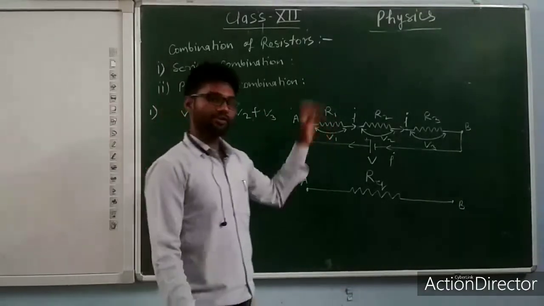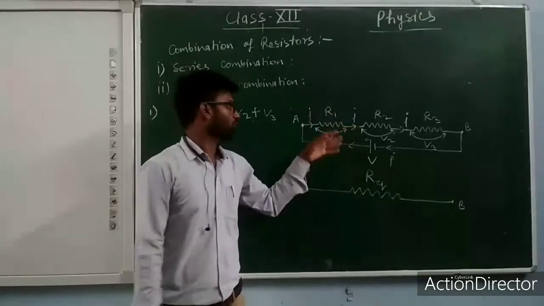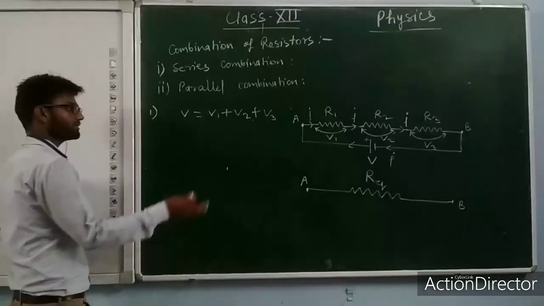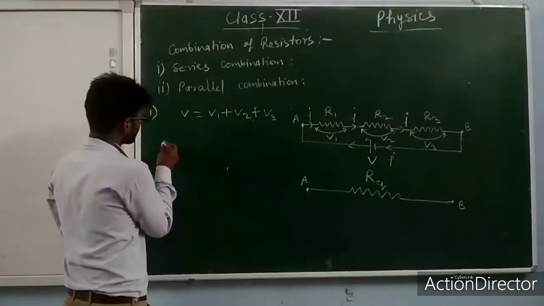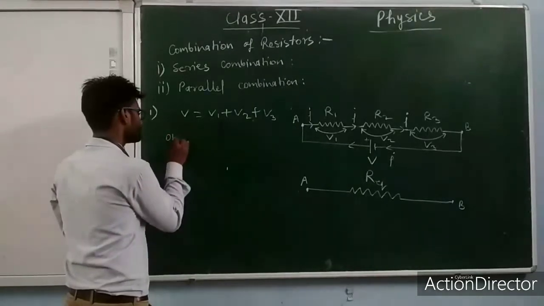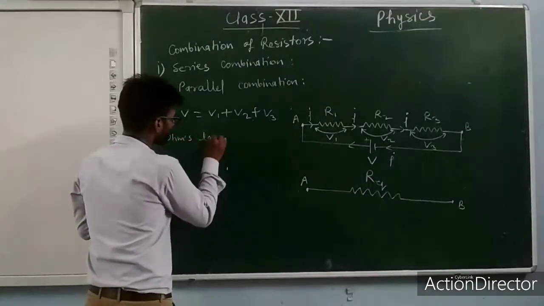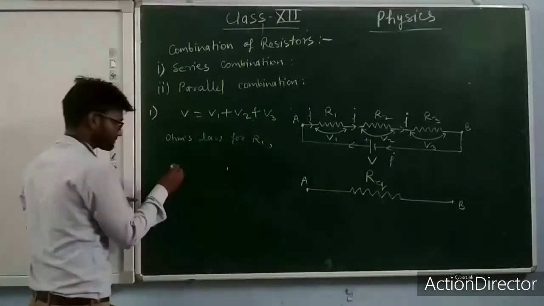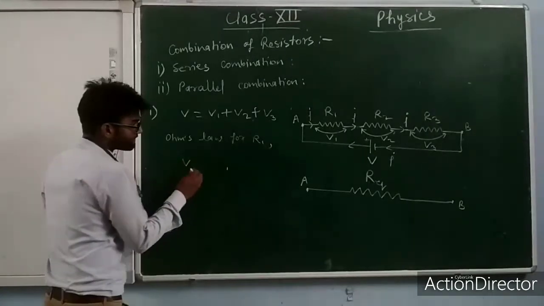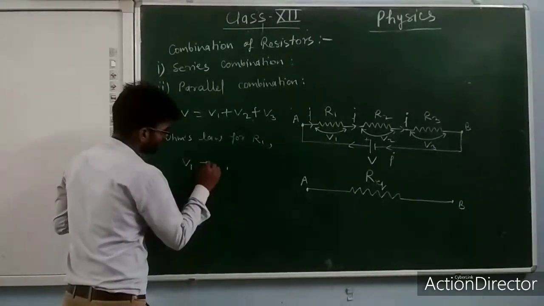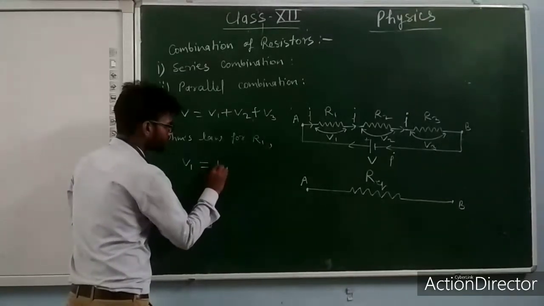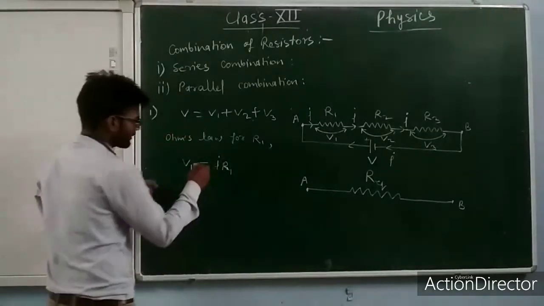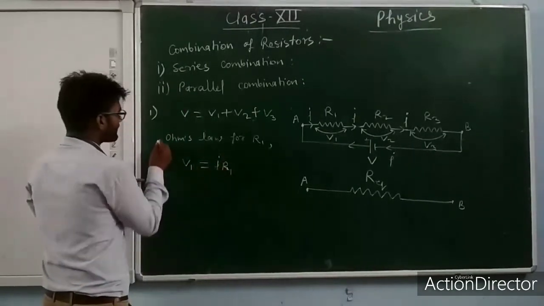Now for each individual resistor we can apply Ohm's law. What is Ohm's law? V equal to IR. So for the first resistor I am applying Ohm's law. Ohm's law for R1, right? What is the voltage across the resistor R1? That is V1, and it is equal to the current through the resistor, I, and the resistance of the resistor, R1, right? So this is V1 equal to I R1.